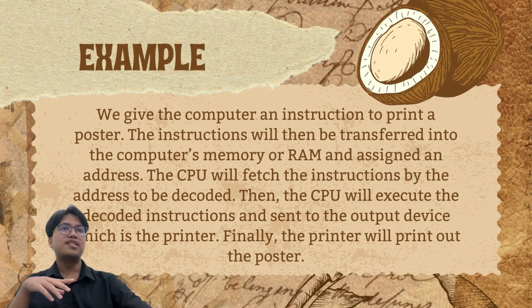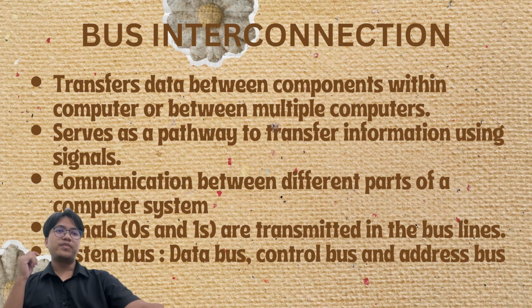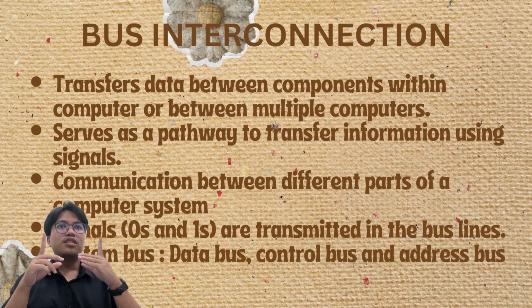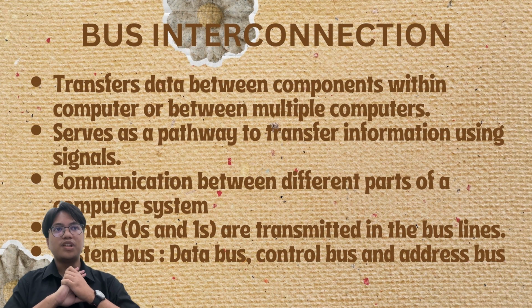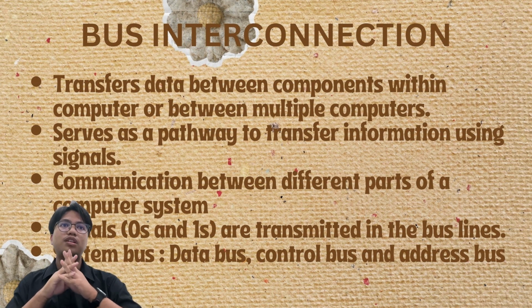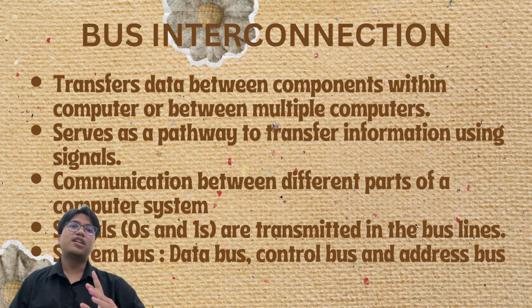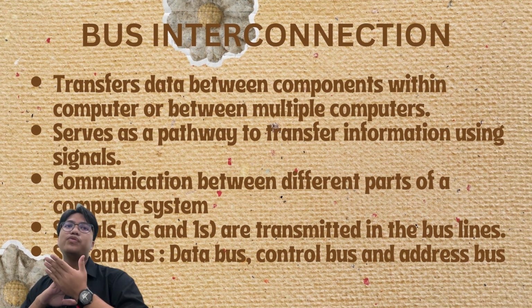Alright, so next is the bus interconnection. Okay, so what is bus interconnection? So there's a very long explanation about bus interconnection, but it's okay, I will simplify it for you. So generally, bus interconnection means the transferring of data between components within the computer or between multiple computers, and it serves as a pathway to transfer information using signals. Okay, so simply it means the communication between different parts of a computer system.